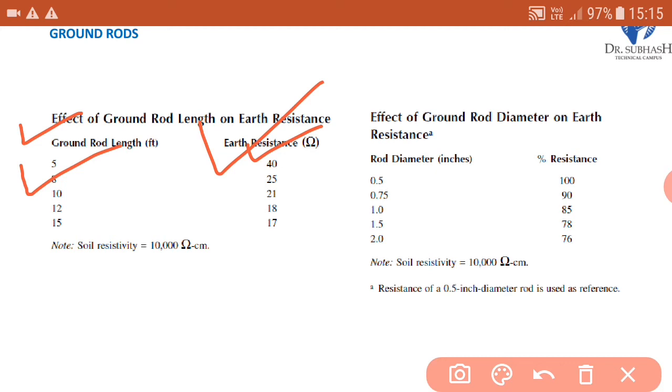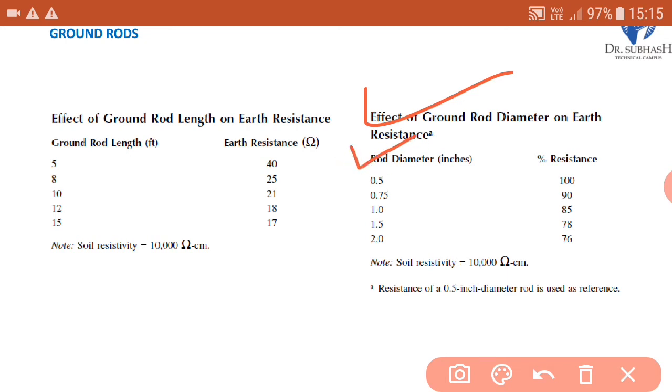So by observing this table, we can say that as the ground rod length increases, the resistance decreases. So this is the effect of ground rod length on earth resistance. And here one note is there: soil resistivity taken is 10,000 ohm-centimeter. Now talking about the second table, effect of ground rod diameter on earth resistance.